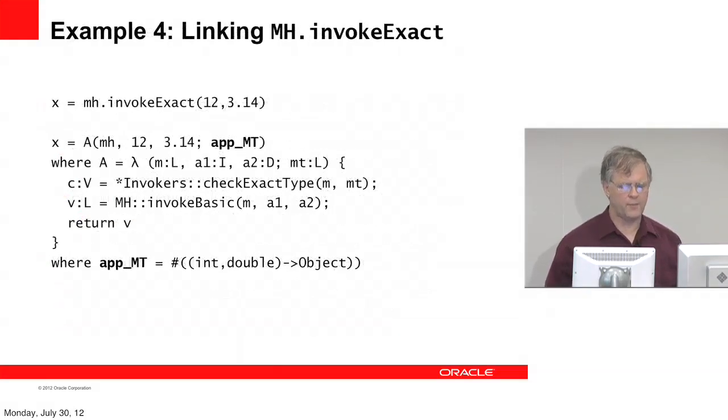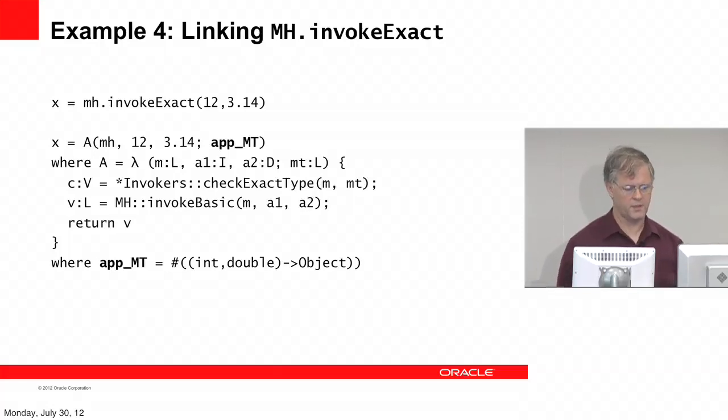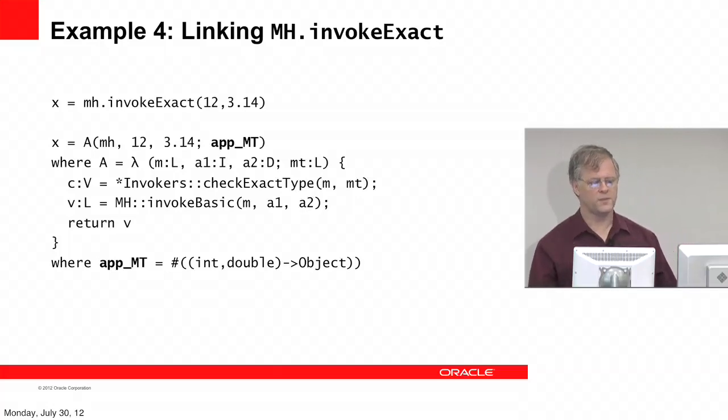Here's an example of invokeExact with an int and a double value. That is linked as a call to A with an appendix value called MT. A is a Lambda form that Java creates for this call site. It could be cached. It performs the type check that is mandated by JSR 292 at all invokeExact sites, and throws an exception if it needs to. That's the only abrupt exit that a Lambda form can do, is throw an exception, but it's important sometimes. And then it performs the unchecked invoke on the method that's coming in.